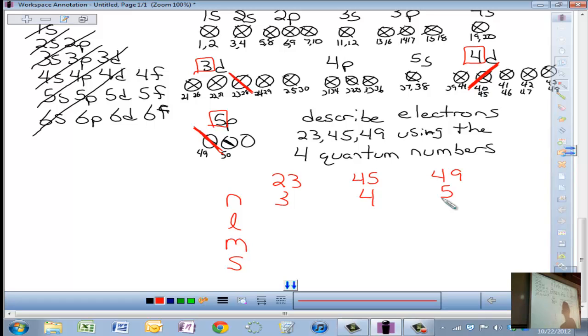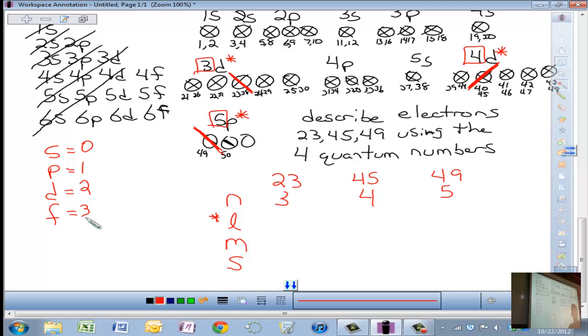Now, l. l represents your sublevel. And that's these letters right here. Now again, off to the side, I'm going to write them: s, p, d, and f. s we said was 0. p we said was 1. d we said was 2. And f we said was 3. And again, those notes can be found in the PowerPoint that I gave you over the weekend.